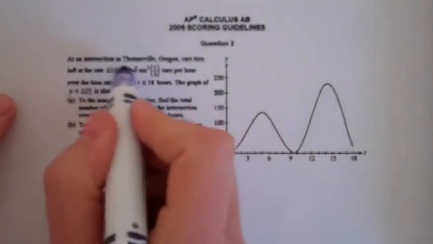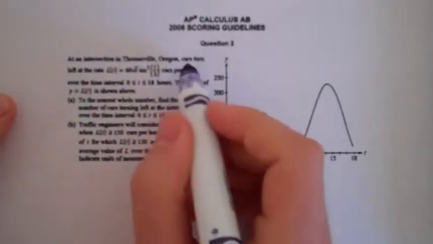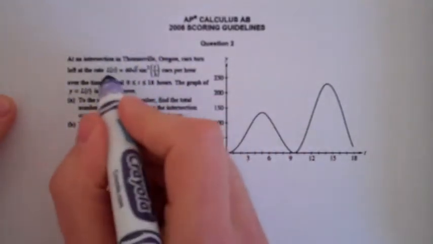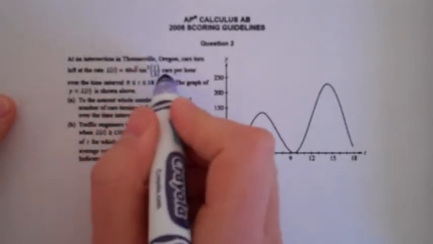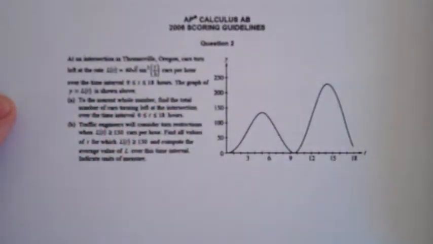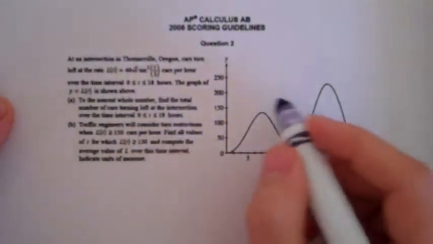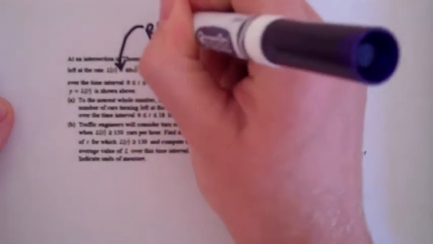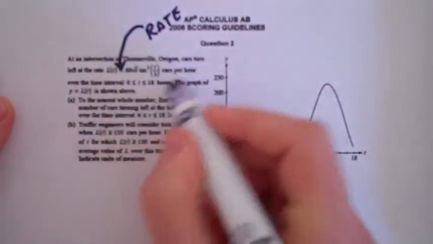The final example today is calculator active, so you should get your calculator out. At an intersection in Thomasville, Oregon, which is where Thomas lives, cars turn left at the rate L of t equals this function, in cars per hour, over the time interval from 0 to 18 hours, and the graph is given here. First thing we should notice is that this is a rate, and so it's going to behave the way that a derivative behaves.